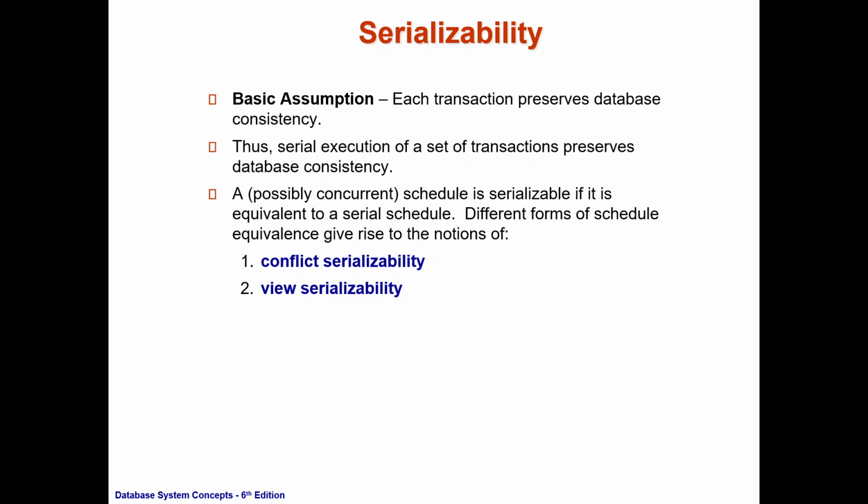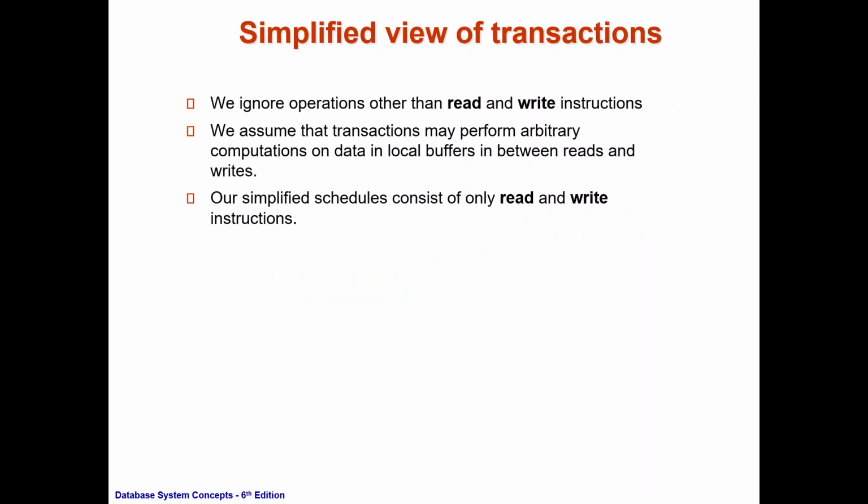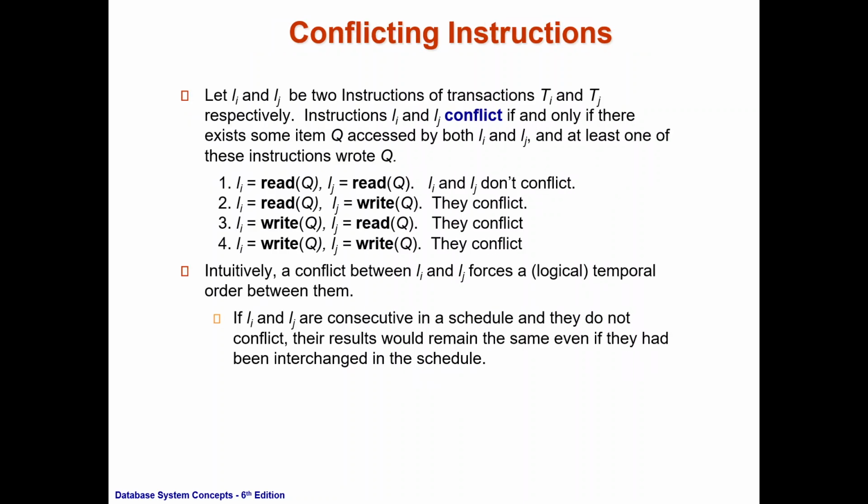Okay. So there are different forms of schedule equivalence available. One is conflict serializability, then the other is view serializability. Right. So we ignore operations other than read and write instructions, because these two are important. Either we are going for read or we are going for write. So we assume that transactions may perform arbitrary computations on data in local buffers in between reads and writes. And our simplified schedules consist of only reads and writes. The others we are ignoring, they are not important for us, right?